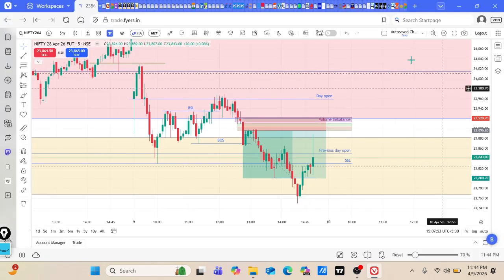चैनल लाइक वी ट्रेड और ICT मेथड्स। और आज का जो पूरा ट्रेड है, हमने ICT मेथड के हिसाब से एक निफ्टी में ट्रेड लिया हुआ है, राइट?